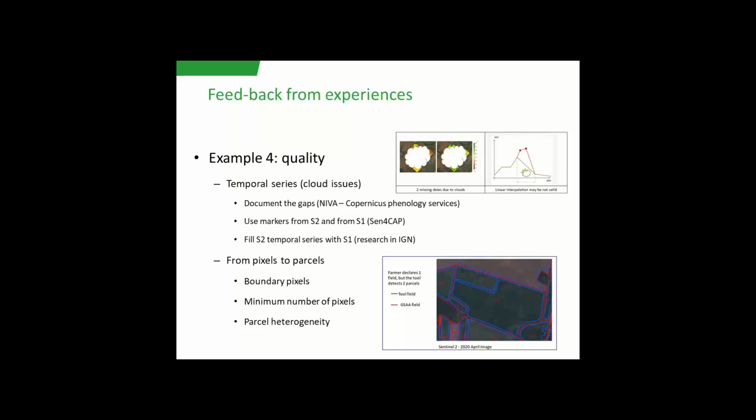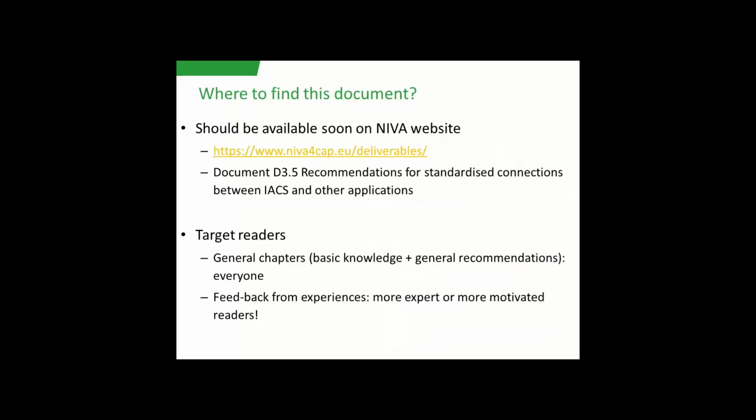So this is the content there is in our deliverable. Where to find it? It's not yet fully ready, but it should be available very soon on the NIVA website. I have provided you the link. The target readers: the general chapters with the basic knowledge and the general recommendation at the end are for everyone having interest in the topic, and the feedback from experience may be more for people who are more expert or more motivated readers, because it's a little bit more difficult reading.